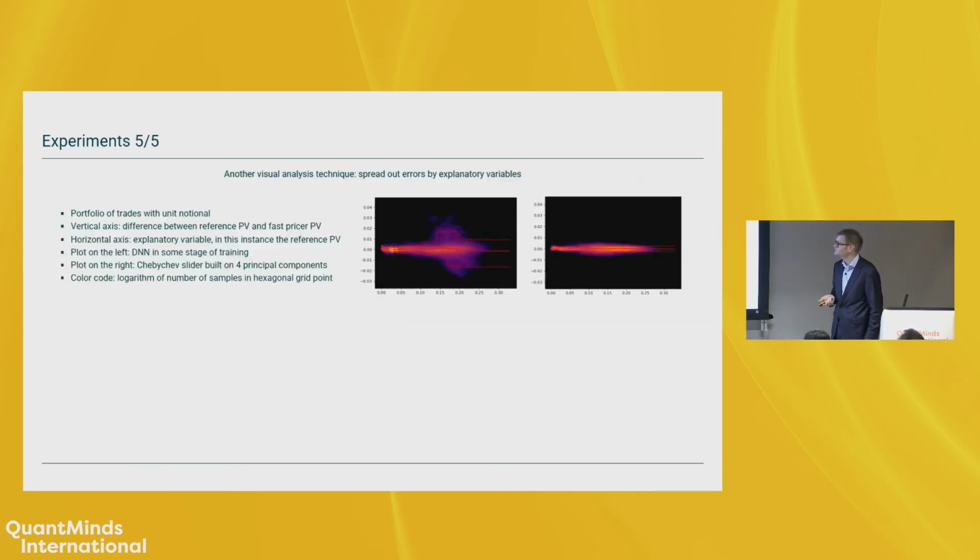Okay. Here's another plot we used for analyzing our networks. You have the reference price on the horizontal axis and the error on the vertical axis. So when you have a very flat galaxy-shaped structure, it tells you that the error is uniformly small for all of these prices.